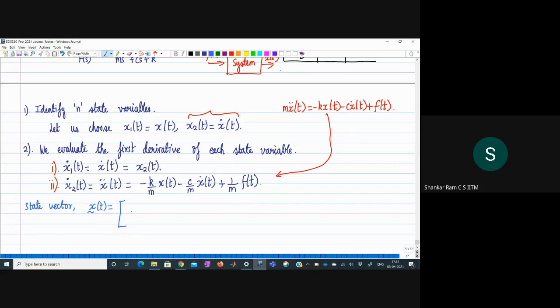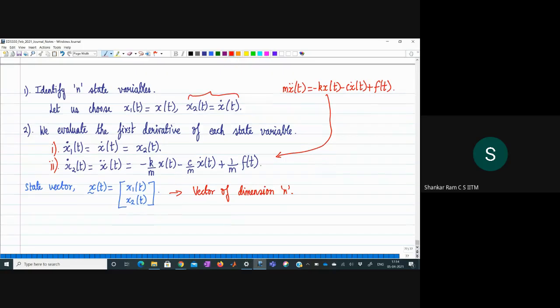So if I am using a lowercase boldface font in the time domain, I'm going to refer to a vector, right? This vector is going to be a column vector with the two elements being x1(t) and x2(t). That is what is called a state vector. In general, it is of dimension n. In this particular case, the value of n is 2, so that is the dimension of this vector. This is an n-dimensional vector in general.